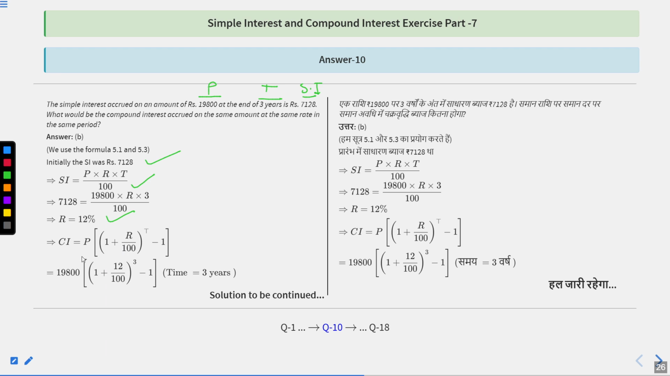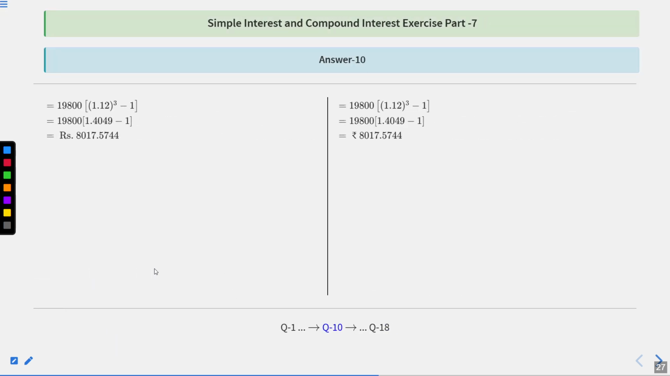So we just put these values in the compound interest formula, which is P [(1 + R/100)^T minus 1]. So 19,800 [(1 + 12/100)^3 minus 1], because time is 3 years. So when we calculate it, we get the compound interest, which is 8,017 rupees 0.5744 paisa, or we can say that 8,017.5744 rupees. Clear? Next one.